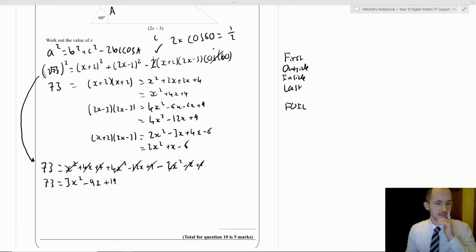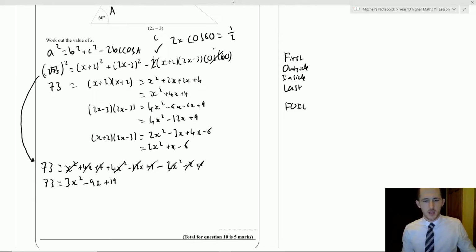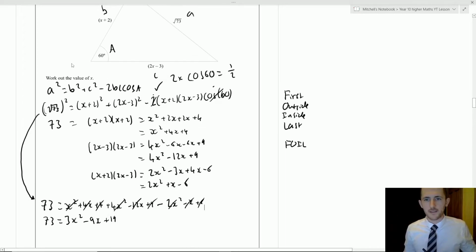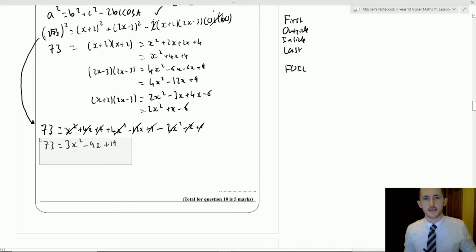Okay, that looks right to me so far. But again, I'm only human. Minus 73 from both sides. Because actually, before I do that, hopefully you're looking now that finding out the value of x just means we're solving this quadratic.